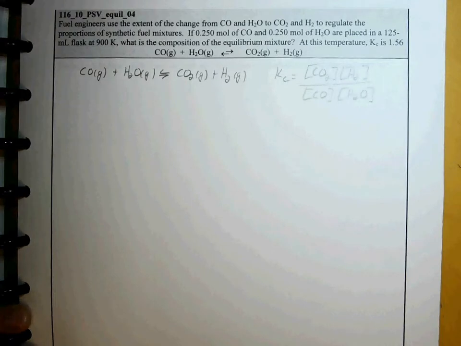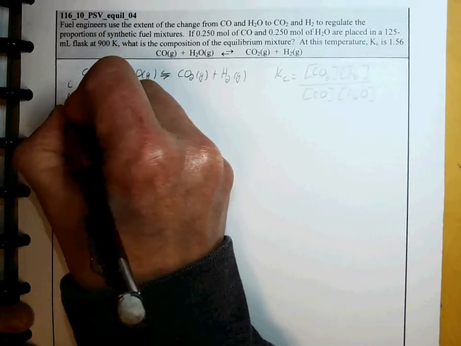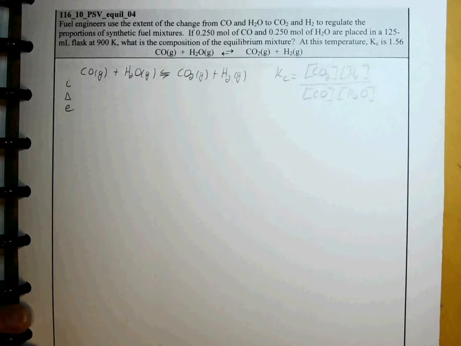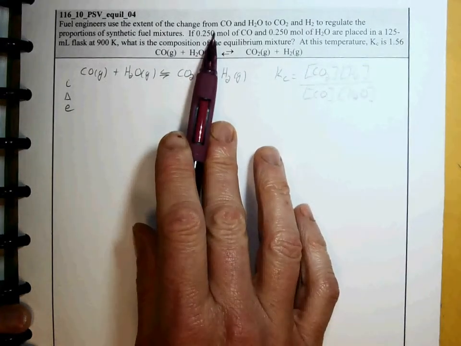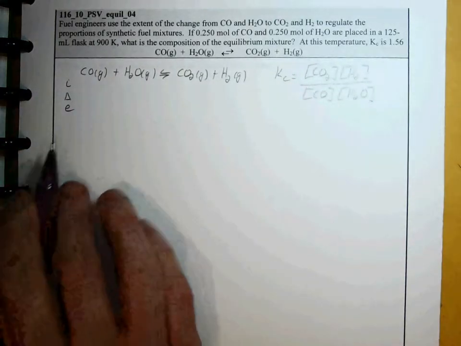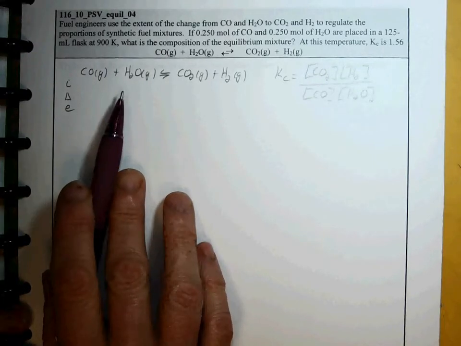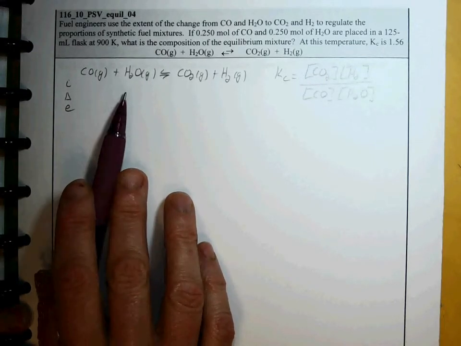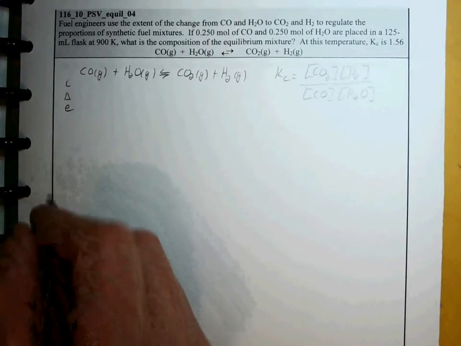So we're asked to find our equilibrium concentrations. We're going to use an ice table. Alright, so we start with just CO and water, and we're given amounts in moles and said that it's placed into a flask. So we're going to have to calculate what our initial concentrations are. Remember, ice tables contain only concentrations for K sub C, or if you're dealing with K sub P, they have partial pressures.